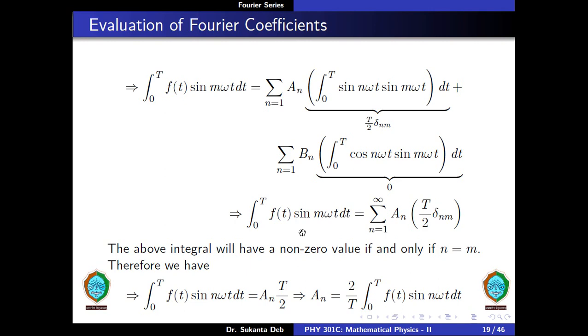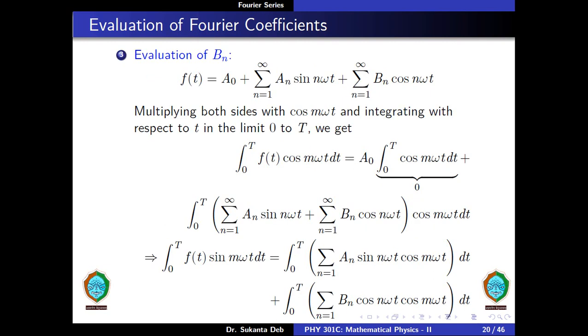So therefore this above expression will contribute only for n is equal to m. Substituting n equal to m, we get the integral from 0 to capital T of f of t sine of n omega t dt is equal to an into T by 2. So therefore an is equal to 2 by T into the integral from 0 to capital T of f of t sine of n omega t dt.